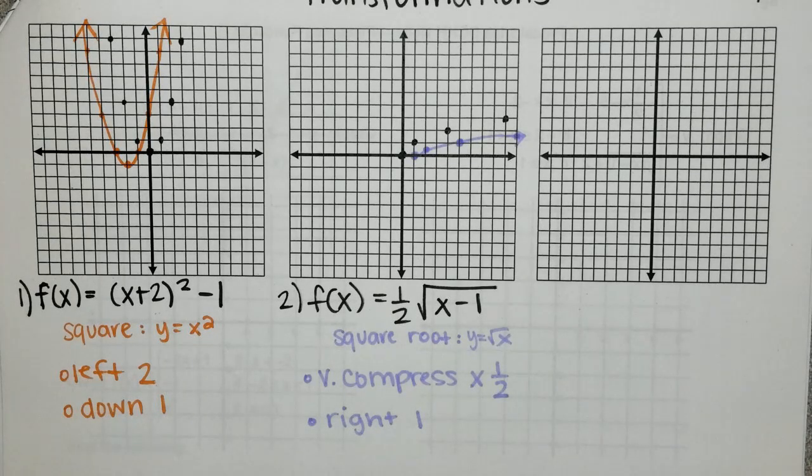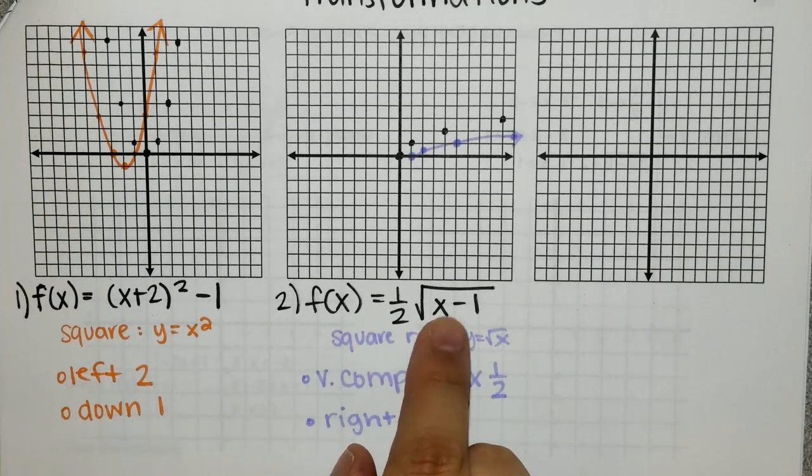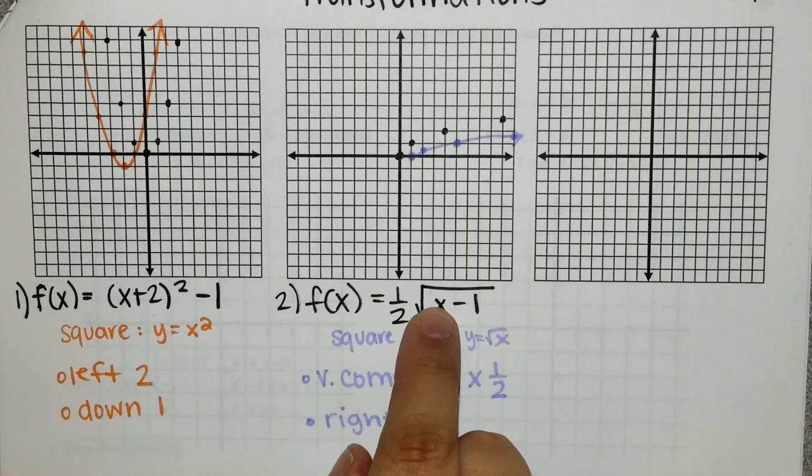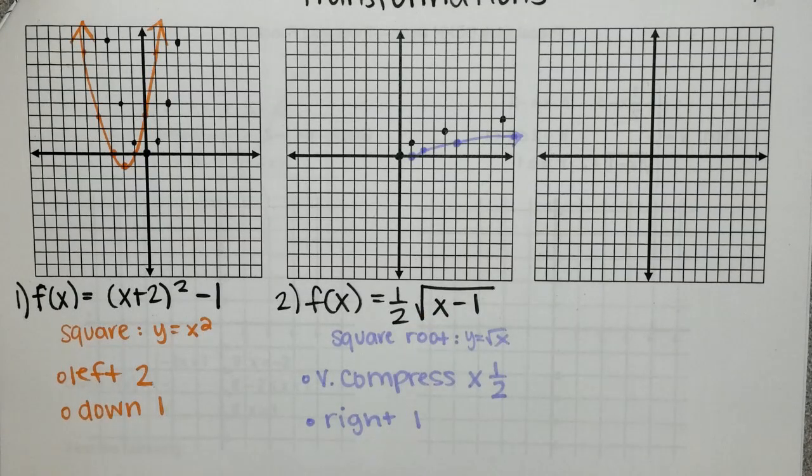How did I know this was a vertical compression and not a horizontal compression? Because it's outside of the root. If it's inside with the x, it would be horizontal. Honestly, I don't think we're going to be doing very many horizontal.